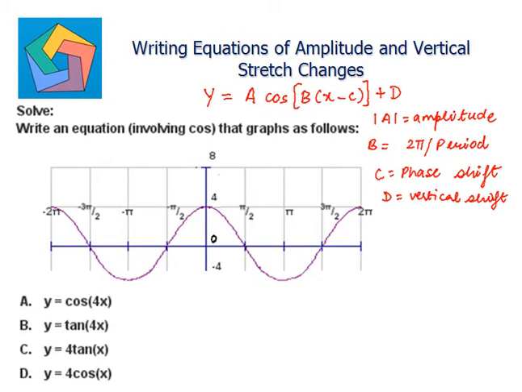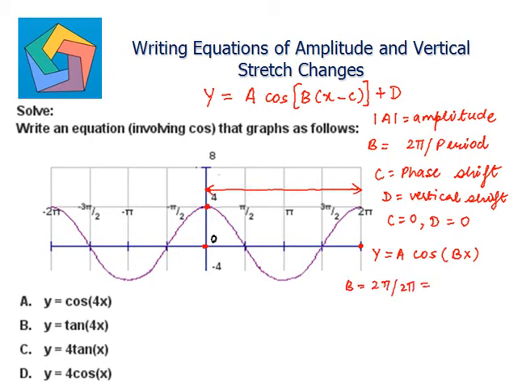Now here the graph is on y-axis, so there is no phase shift and no vertical shift. So c is 0 and d is 0. So the equation becomes y is equal to a cosine bx. Now the period, the length of one complete cycle of this function will be this, which is 2 pi, from 0 till 2 pi. So 2 pi minus 0 is 2 pi. So b will be 2 pi over 2 pi, which is 1. So y will become a cosine x.